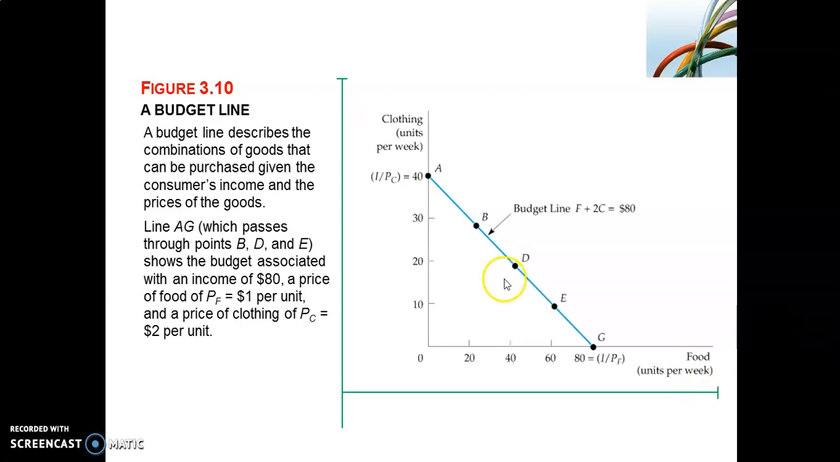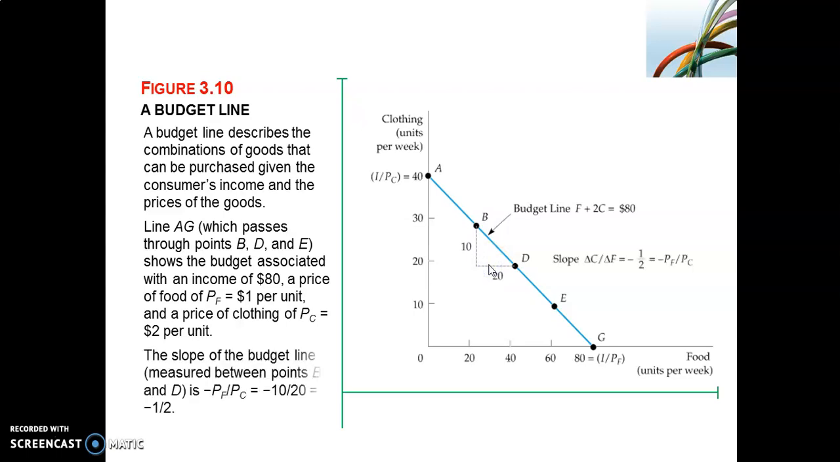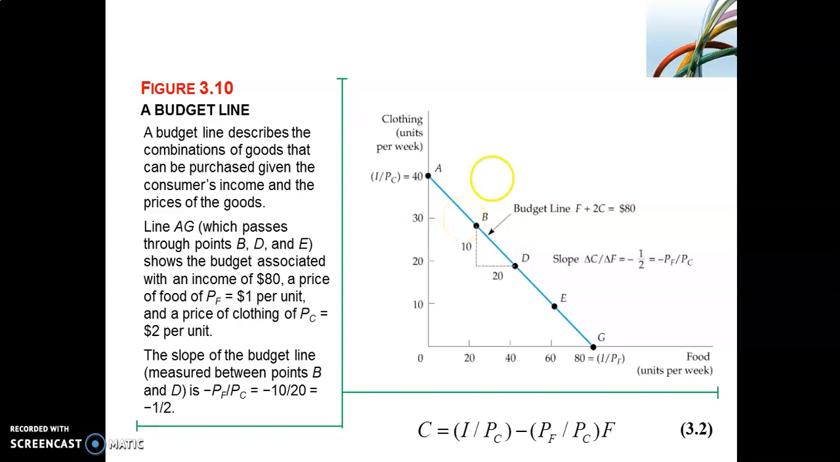So if we look at the slope between B and D, we will see that the change in C is 10 and the change in F is 20. So it's negative 10 over 20, which is minus a half. And we know that it's negative because it's downward sloping. So the slope is therefore minus a half.